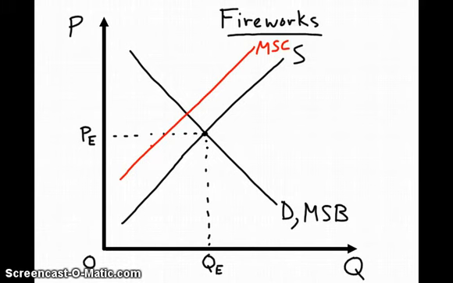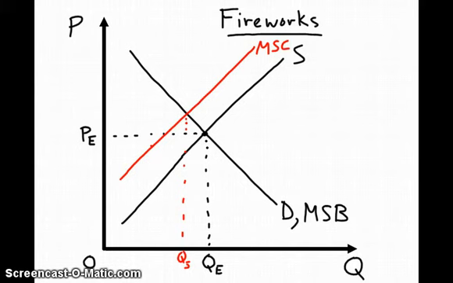So society wants the quantity where the marginal social cost is equal to the marginal social benefit, or quantity QS. Again, they didn't ask for this. I'm just using it to show that the private market overproduces in the case of negative externalities.